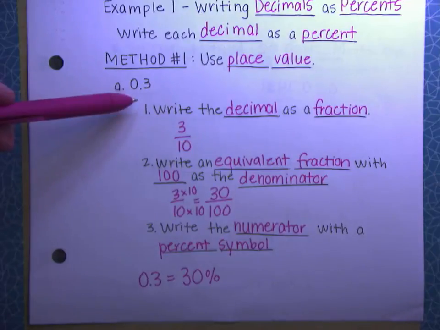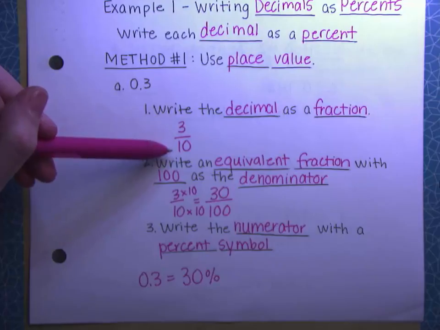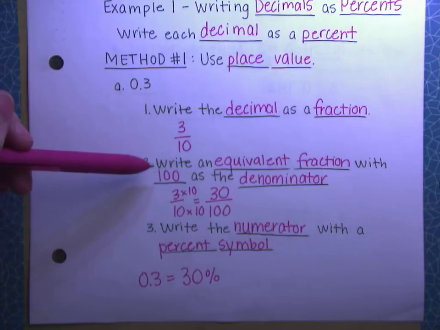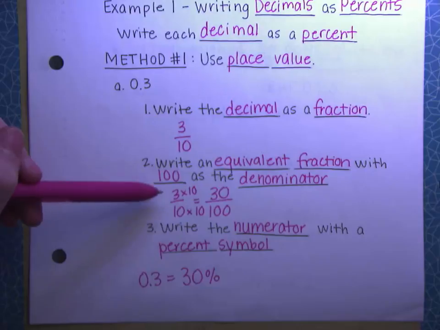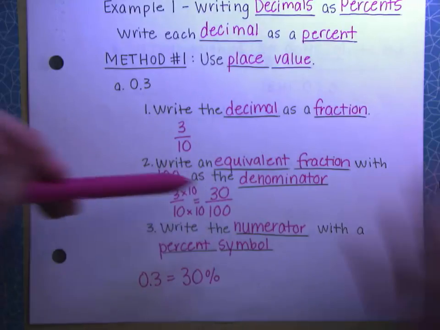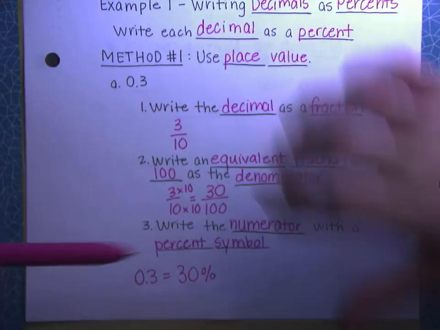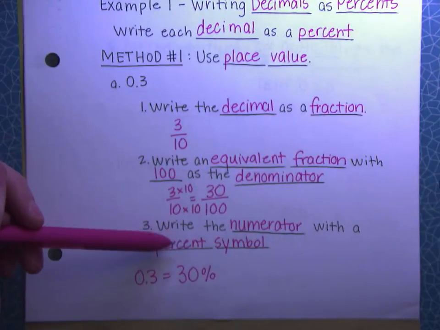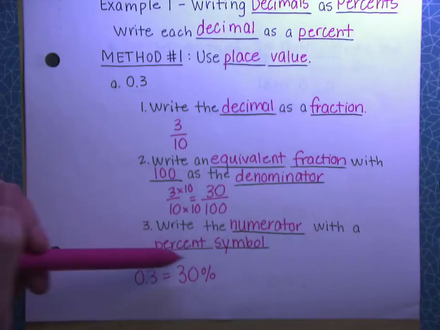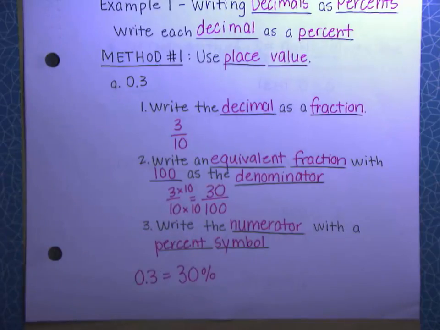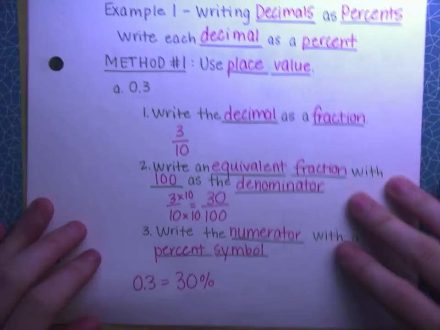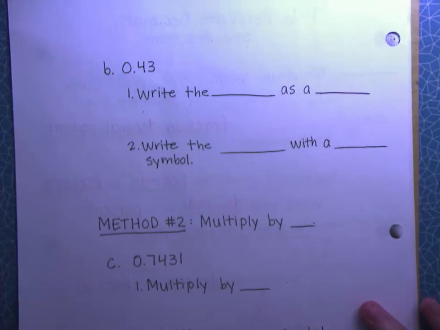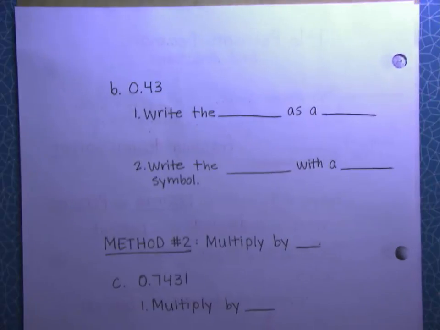You can write the decimal as a fraction, 3 over 10. Then you can write an equivalent fraction with 100 as the denominator. So I wrote 3 over 10 is equivalent to something over 100. I multiplied by 10 and I got 30 over 100. And then all I'd have to do is write the numerator with the percent symbol. So I wrote 30%. So it's pretty simple. There's just a couple steps involved. Now there's another method, but before we do that, let's do one more example.